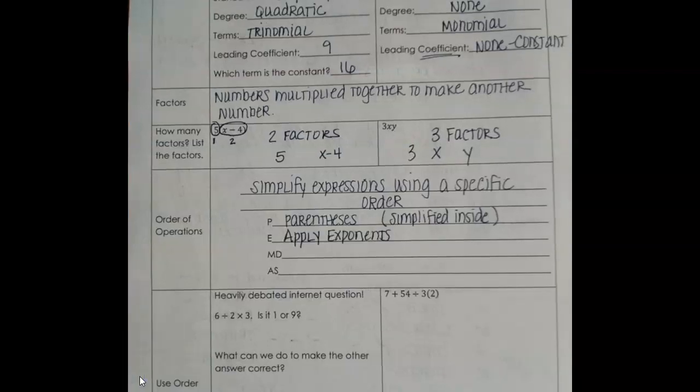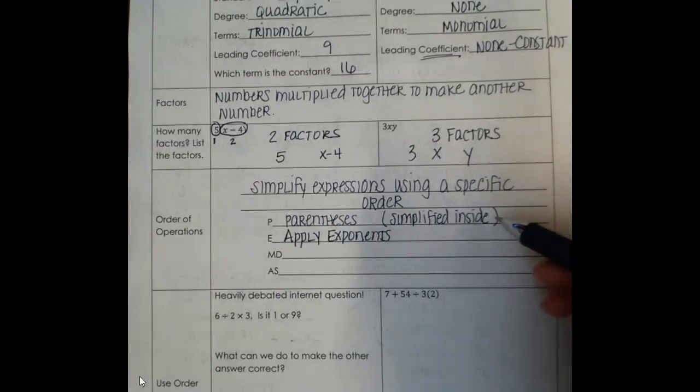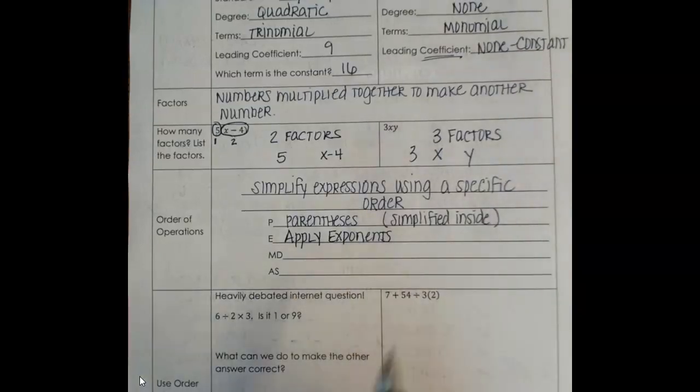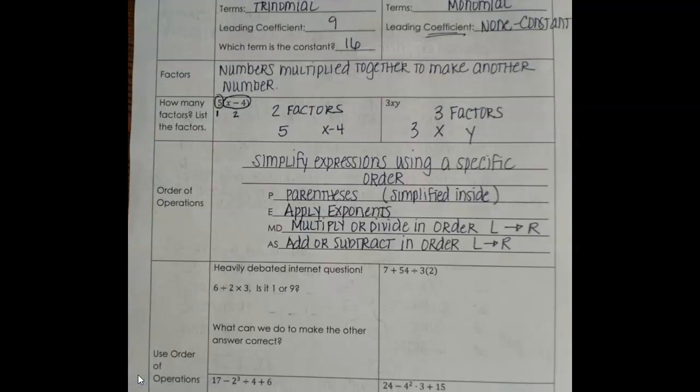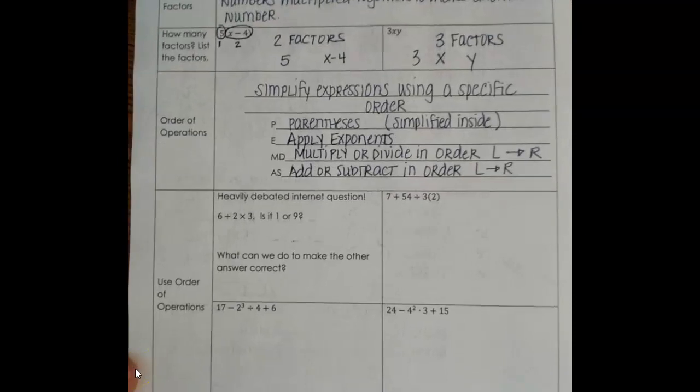The E stands for apply exponents. So once all the parentheses are applied, you go through and look for exponents to see if you have to apply any of those. Next comes multiply or divide. You need to multiply or divide in order going from left to right. And the last one is add or subtract in order from left to right. So we're going to try a few of these.